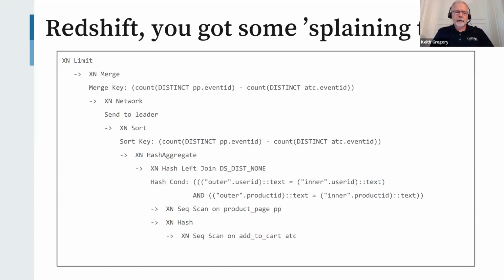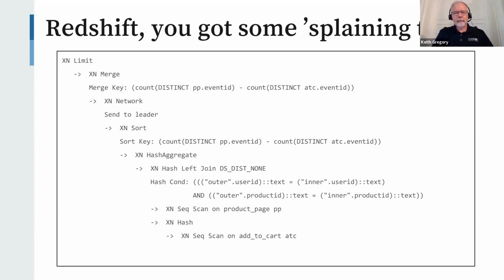And it hashes the results. And if you're not familiar, a hash table is simply a way to do very fast matching for equality. Then it goes through a sequential scan of the product page table. And incidentally, the product page table has about 60 million rows. The add to cart table is, I think, 19 million rows. So, not really big data, but nothing to sneeze at either.